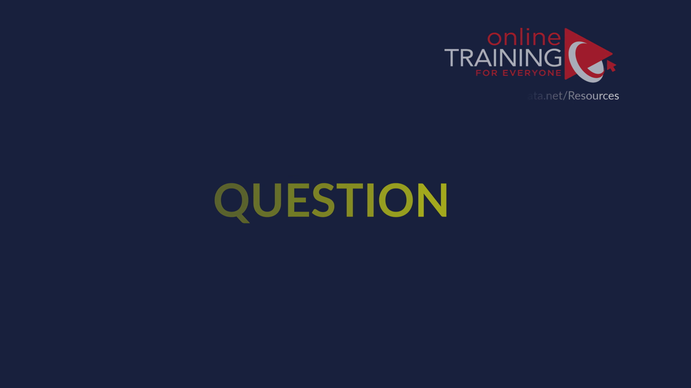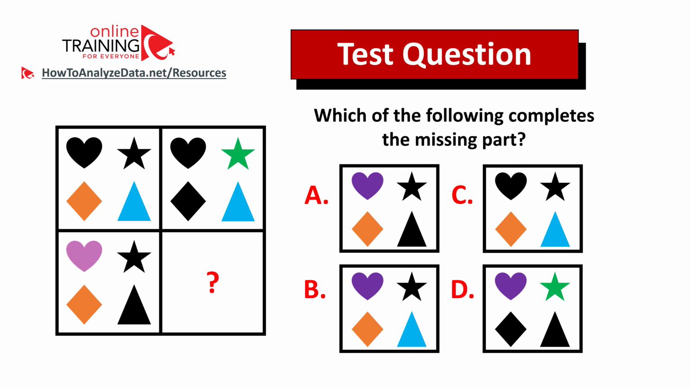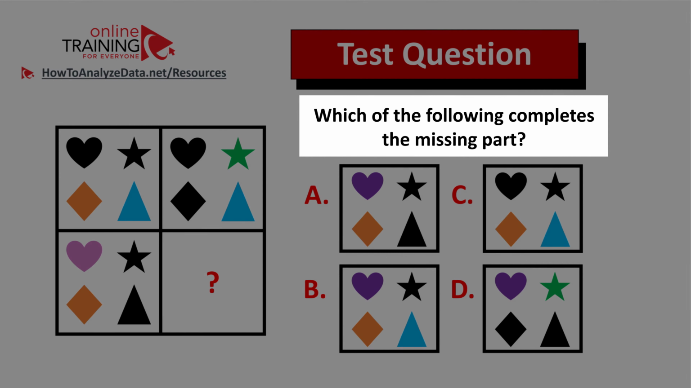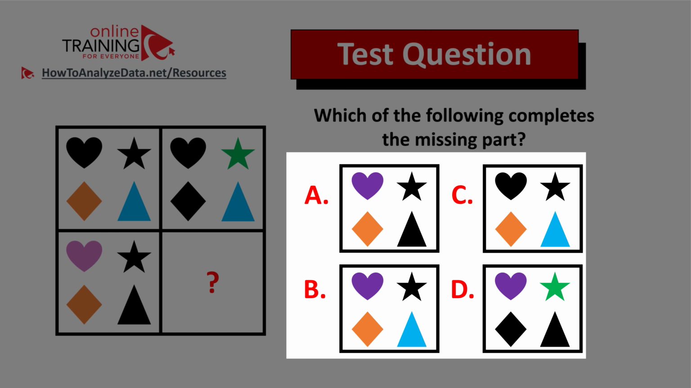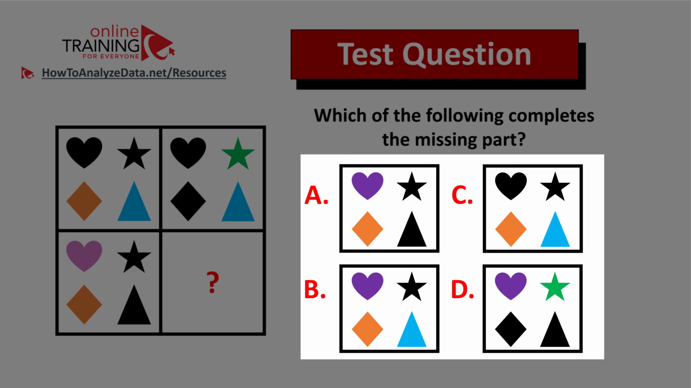Let me share with you a tricky question which tests your reasoning, analytical, as well as visualization skills. Which of the following completes the missing part? You're presented with a 2x2 box. One of the squares in the big box is missing, and you have 4 different choices to choose from. A, B, C, and D.